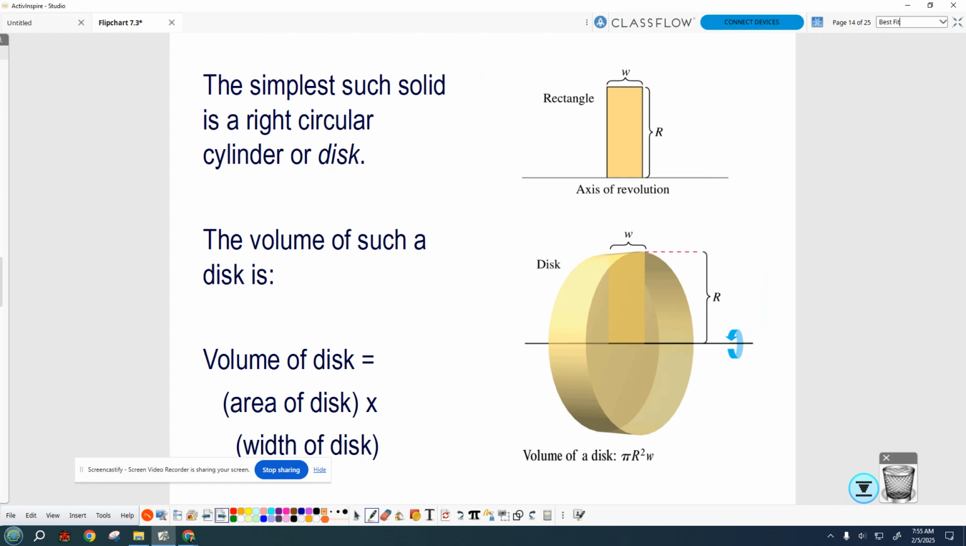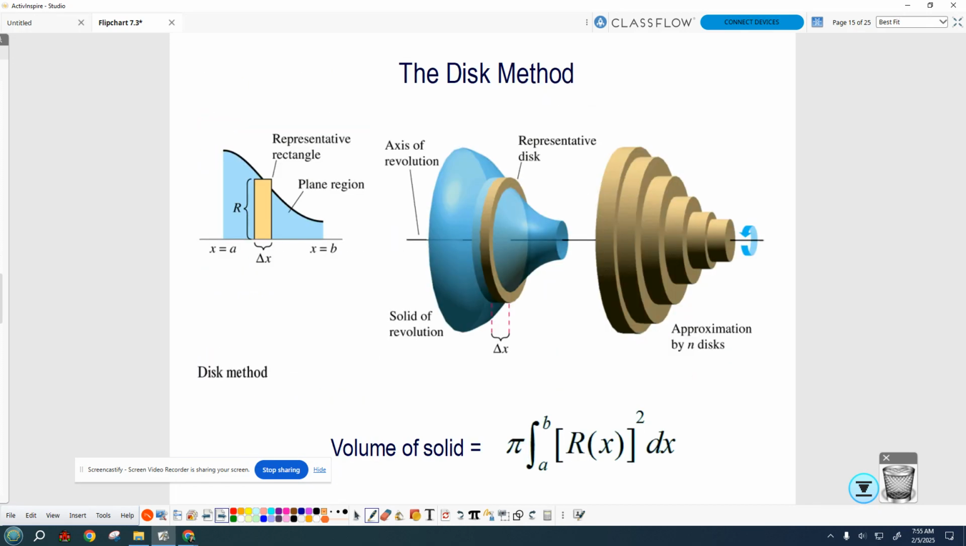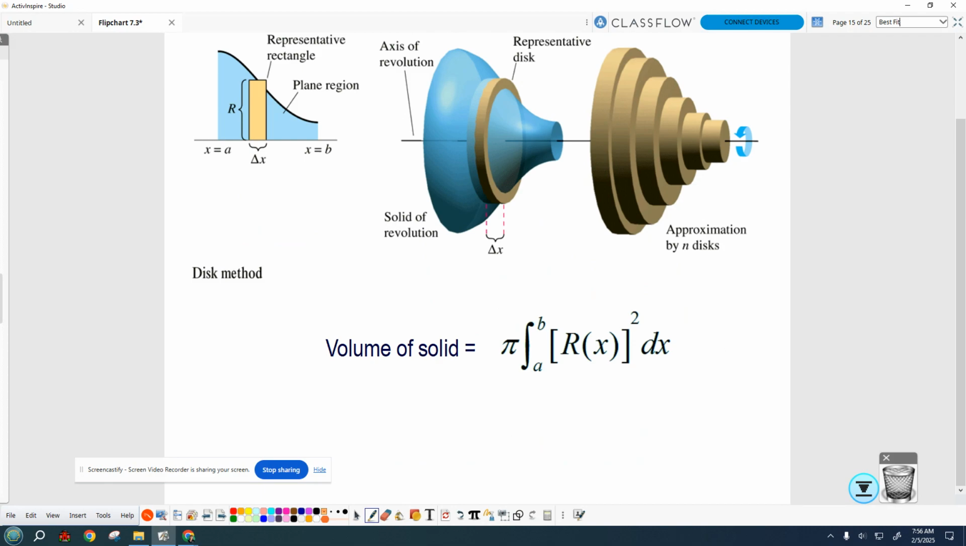So, if it's just a straight line, and we spin it, it makes a cylinder, right? So pi r squared is the volume of the cylinder. If I have the shape change heights, it's still just a bunch of cylinders together. So here's how we're gonna find the volume of something spinning. Just pi r squared. Okay, r might be a function in terms of x.